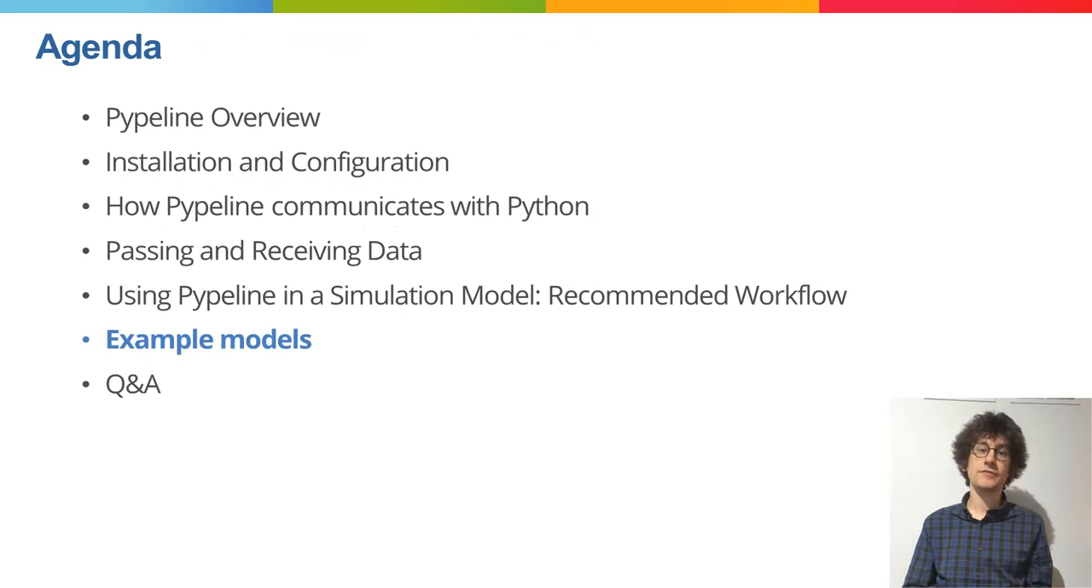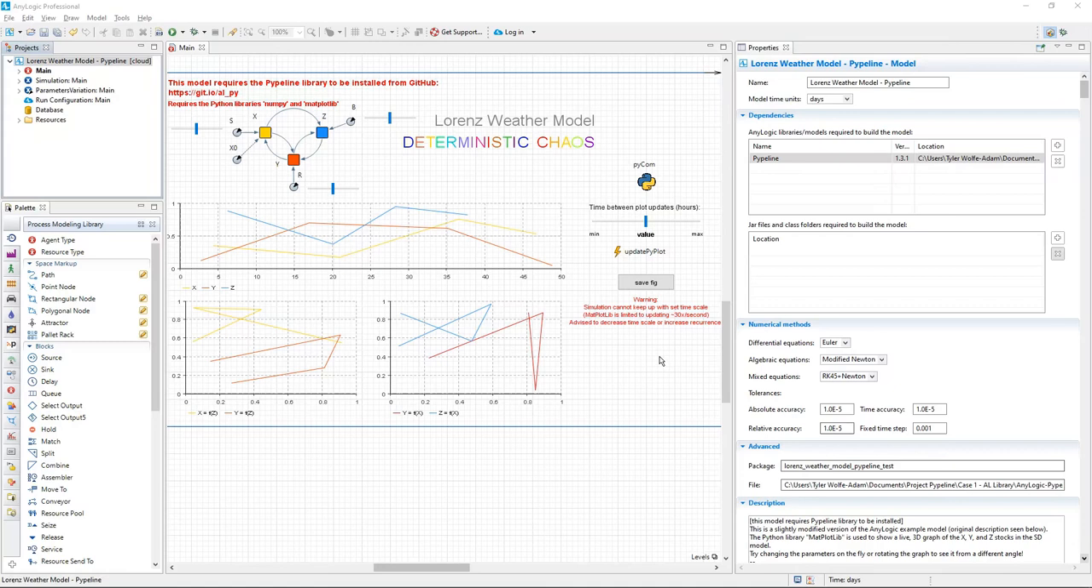And now, before diving into the Q&A, let me go through some of Pypeline's example models. Hopefully based on everything that I've shown today, it will be easier to understand what's going on in these models. Starting off, let's go back to the start and take a look at the modified Lorenz weather model. Because the Python code is being used to supplement the model, let's take a look at that first.